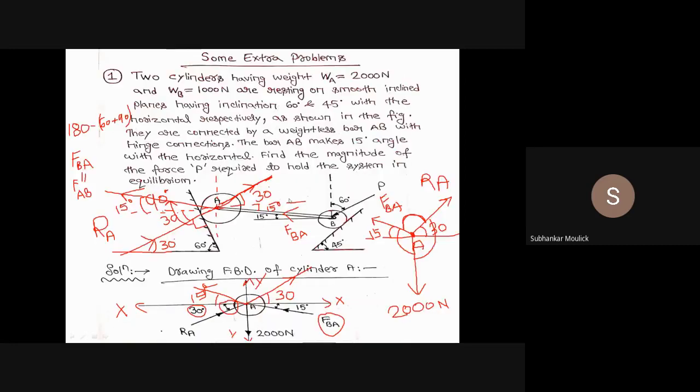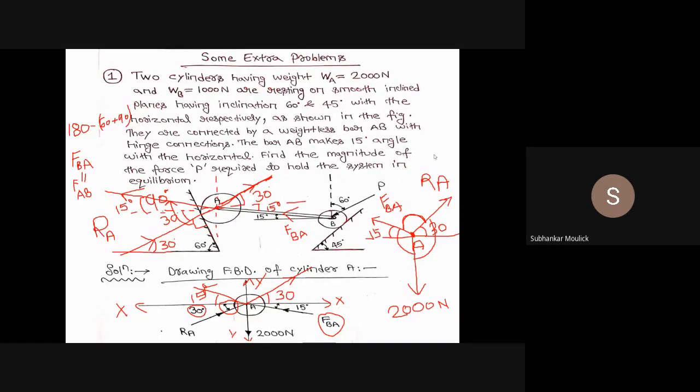And if in the question it has been told to also find the reaction which the inclined plane is exerting on this cylinder A, then your answer will be this RA. Then you take the first and the third combination, or the second and the third combination, solve it, and you will get the value of RA. Is it clear so far? Any doubt? No, sir.